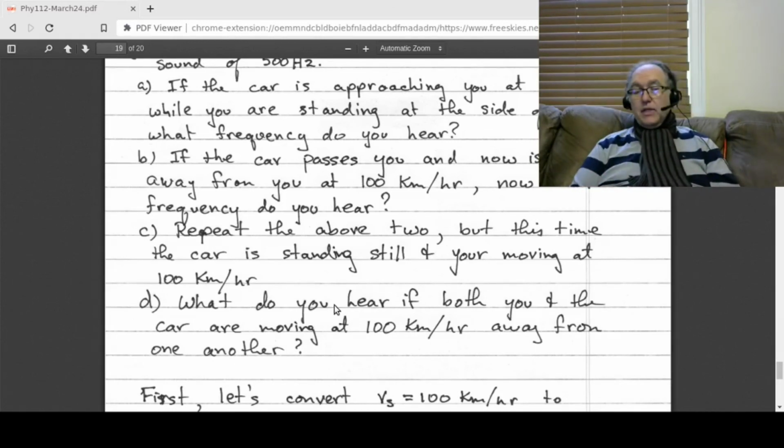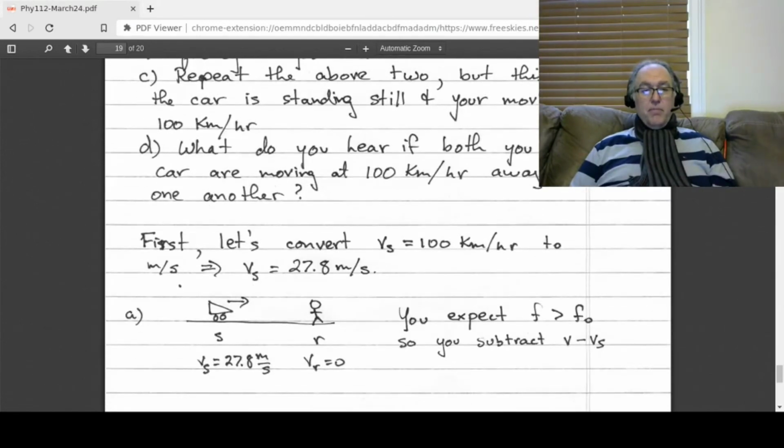And then finally in part D, to show you that you could have both the receiver and the source moving, I said to you, okay, well, what if they're both moving at 100 kilometers per hour away from one another? Okay, so let's do this problem.